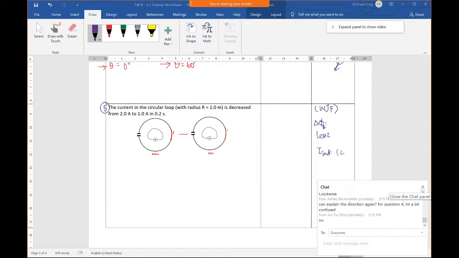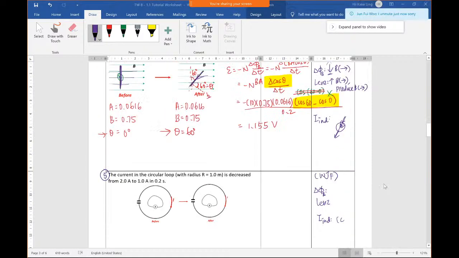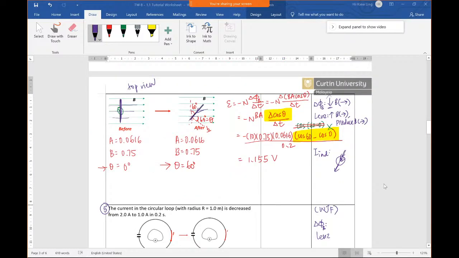Question 4, this is from the top view. If it is from the side view, then you might get something like this. This is your coil. The direction of the magnetic field is going into the page. So if it is from the top view, this is what we can see here. The top view.